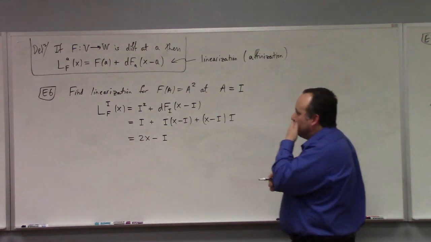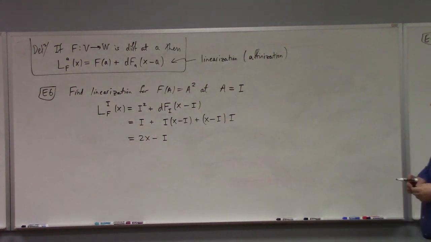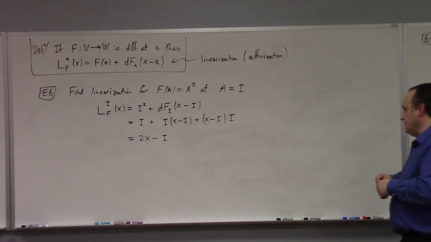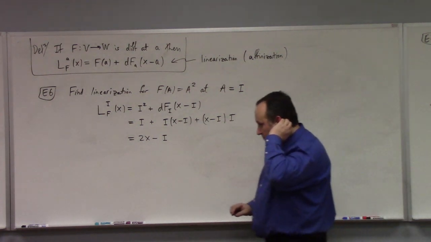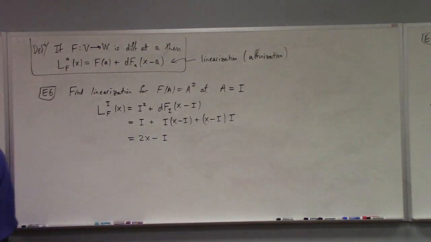It's kind of neat. So that would give you a way to approximate squaring a matrix. If that matrix is kind of close to the identity, that would be a reasonable way to approximately square a matrix. It's kind of funky, really. Anyway, any questions before I go on? All right, so this is the definition.